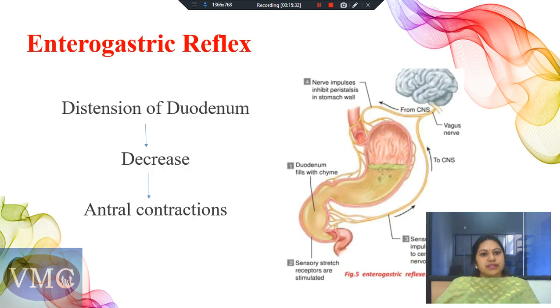Next one is the enterogastric reflex. So what is this? The information goes from the intestine to the stomach, and it causes an alteration in the activity of the stomach. What is the alteration? If there is distension of the duodenum, if the duodenum is very much loaded up, it doesn't want the stomach to empty further into the duodenum, because the duodenal contents should go to the next part of your GIT tract. So distension of the duodenum decreases the contractions of your stomach, particularly the antral contractions, so that gastric emptying is delayed. This is called the enterogastric reflex.